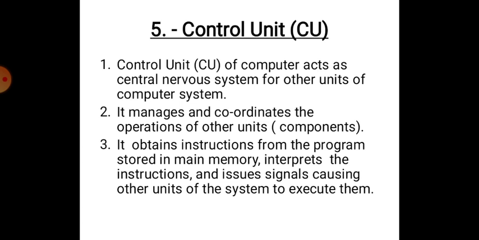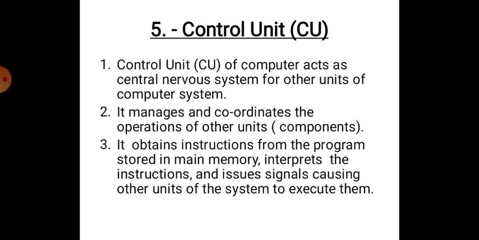Fifth, control unit. In short, it is called CU. Point number 1. The control unit of a computer acts as the central nervous system for other units of the computer system. Students, in the human being there is a nervous system which controls the movements of our body parts. So also the control unit acts as a nervous system for all other units of the computer system.